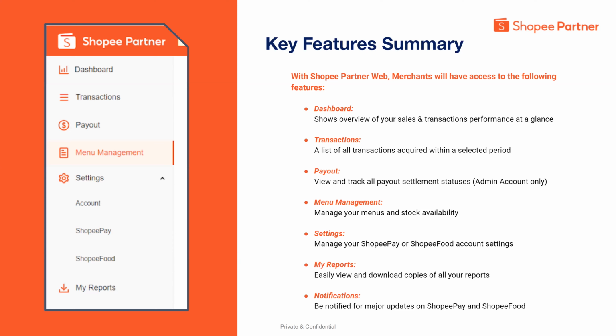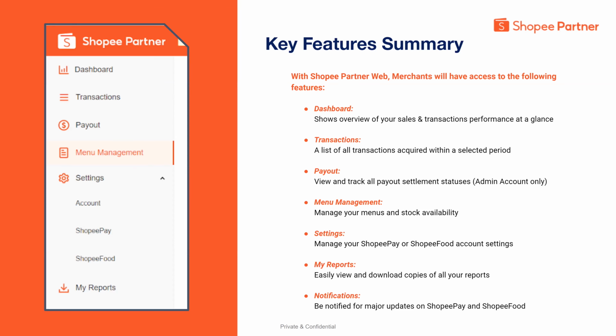And moving on, we have menu management. So you can view, create, and edit your menus and stock availability from the Shopee Partner Web. There are also settings here, but it's quite limited. You can only view your store settings, and most of the settings you can do directly inside the Shopee Partner app.